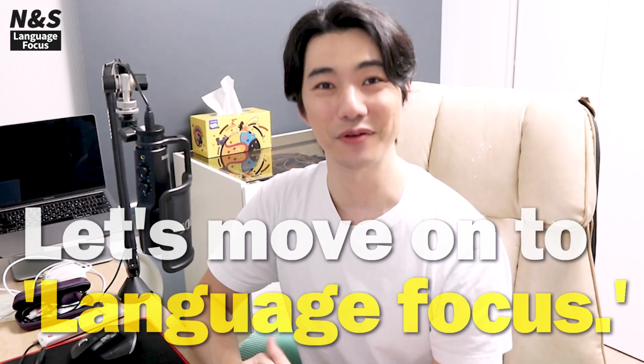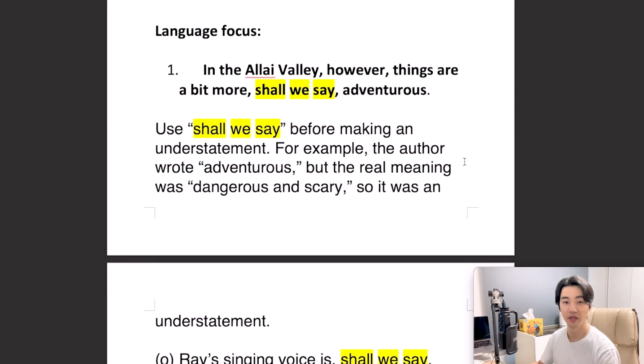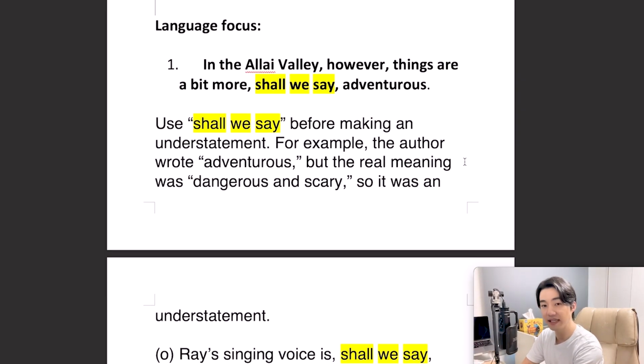Let's move on to language focus. Number 1. In the Alai Valley, however, things are a bit more, shall we say, adventurous. So for number 1, we can see the highlighted expression for today, and that is "shall we say." Use "shall we say" before making an understatement. I'm going to underline that.